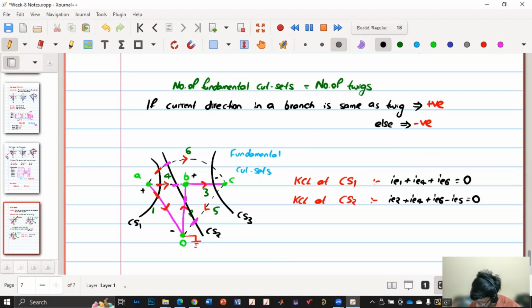What I mean to say is that here the current is like this, here also like this, and here also like this, but here the current is like this. All the currents which are in the same direction as the twig will be positive, the others will be negative. Only IE5 is in the opposite direction, so IE5 will be negative. Understood?